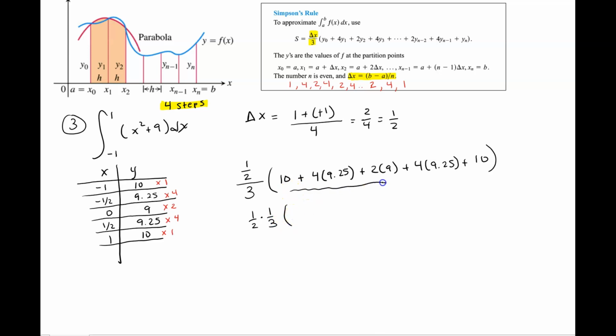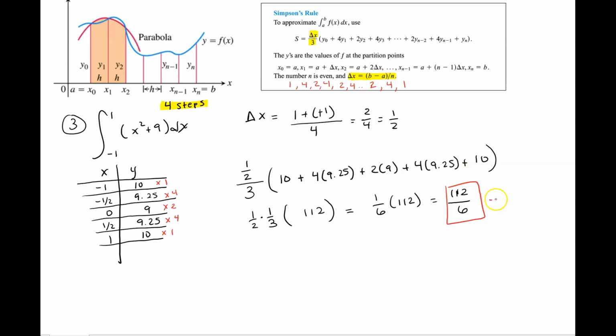And when I take the sum of all of this here, what do I get? Well, I'm going to get 112. So basically, I have 1 out of 6 times 112, and I get 112 over 6 as the approximation for the area under my curve using the Simpson's rule approximation.